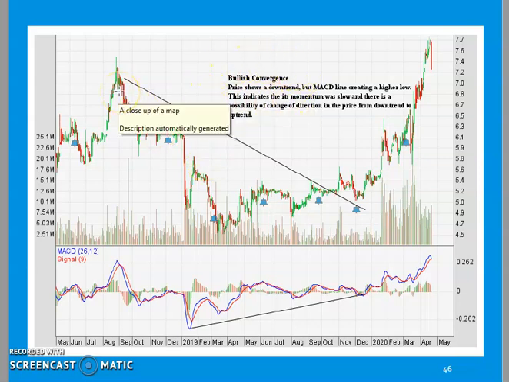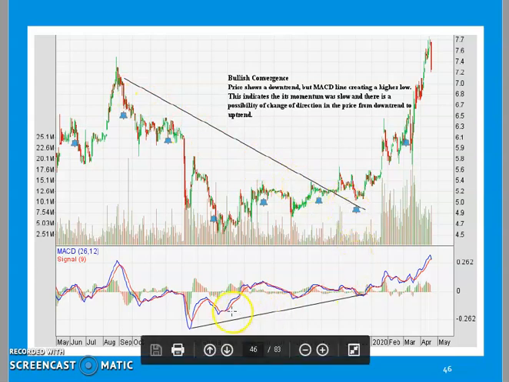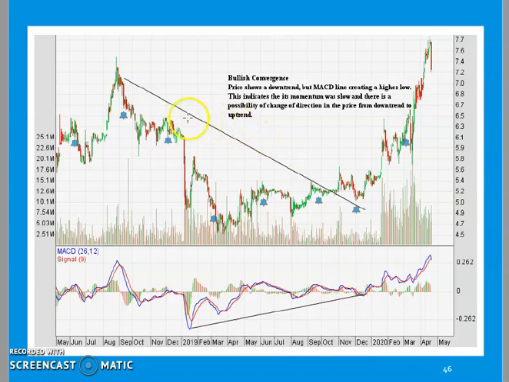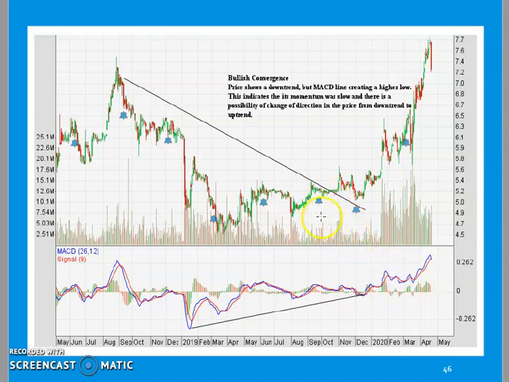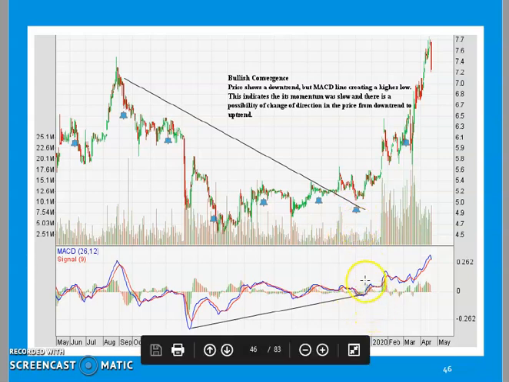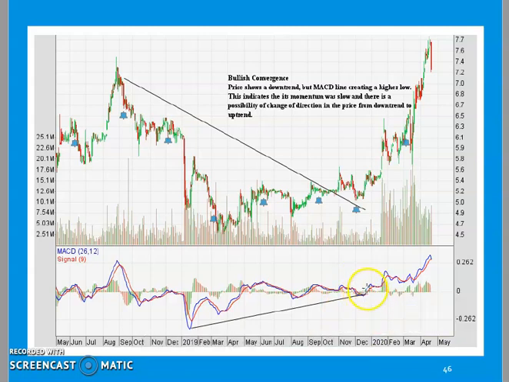Okay, we can see here the price showing a downtrend. However, when we check the MACD line, the MACD line is creating a higher low. And when we draw two lines, we can see that these lines are converged. So this is indicating the possibility that the downtrend will end soon and the price will change from a downtrend to an uptrend. How do you see the confirmation? Confirmation is when the MACD crosses the zero line. It signals that a bullish situation has just started.